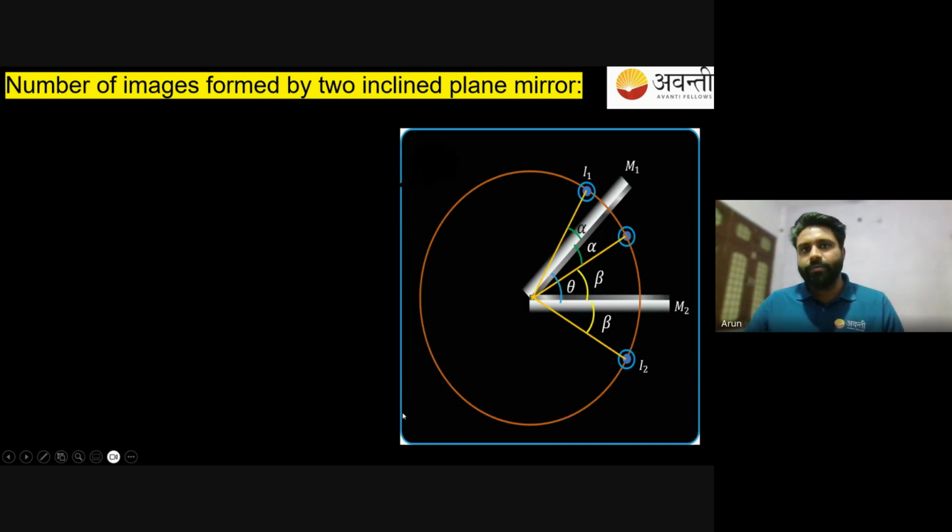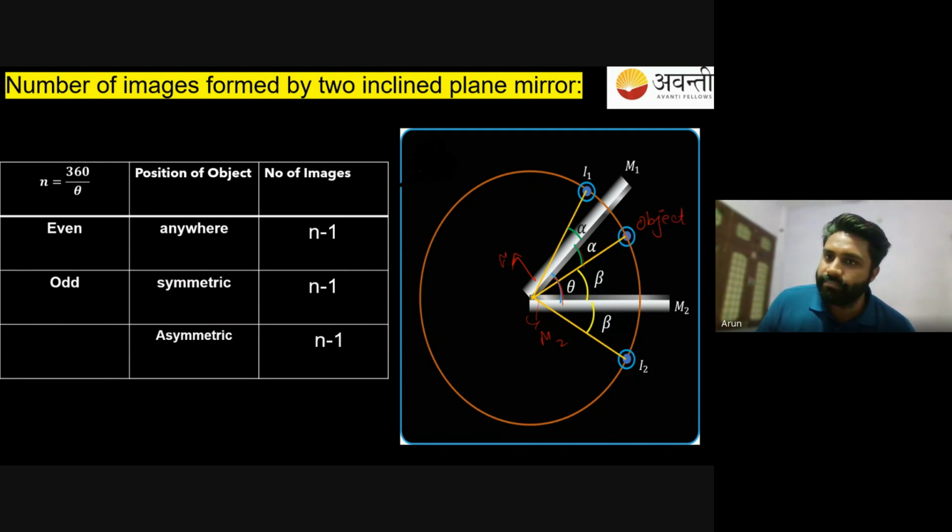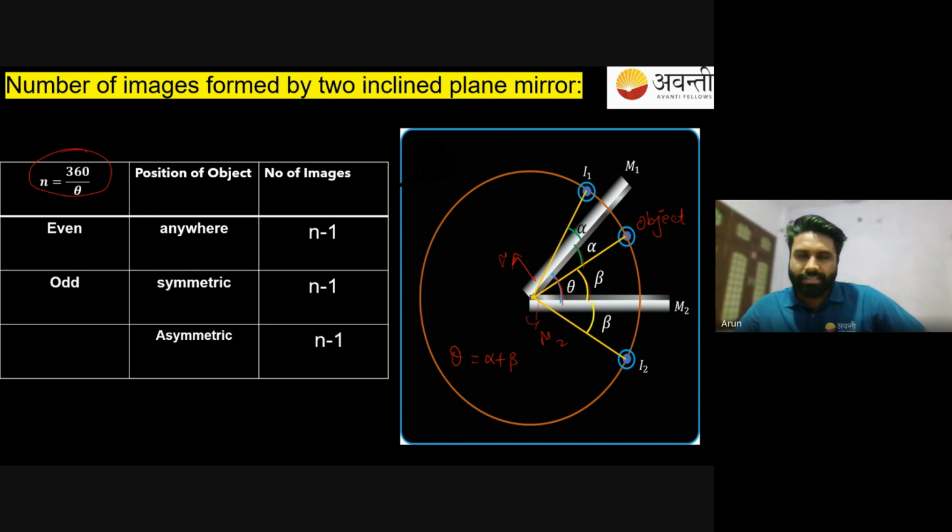Now, the number of images formed by two inclined mirrors, if they are inclined at some angle theta, what could be the number of images? I will tell you through this table I have made for you. Look, there are two mirrors here, this is M1 and this is M2, inclined at an angle theta. This blue dot is the object, having angle alpha with mirror M1 and angle beta with mirror M2. So we can say that theta is equal to alpha plus beta. We have a formula, n equals 360 by theta. What is this n? I will tell you.